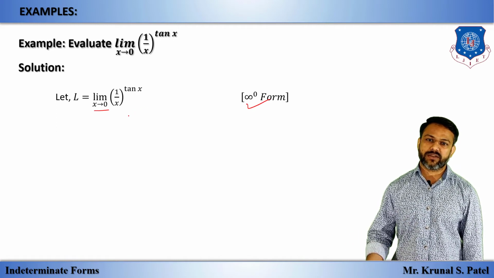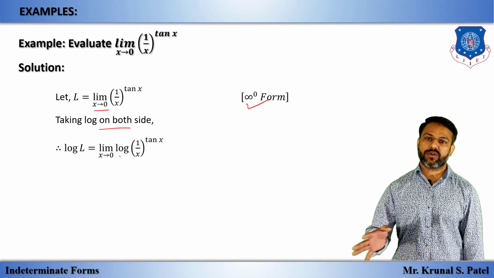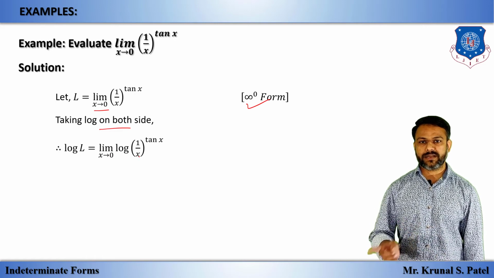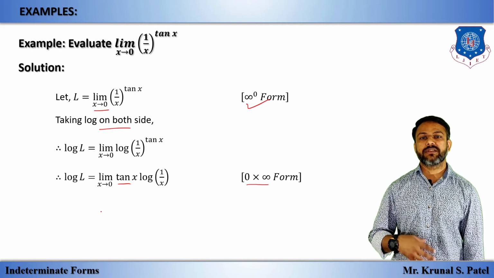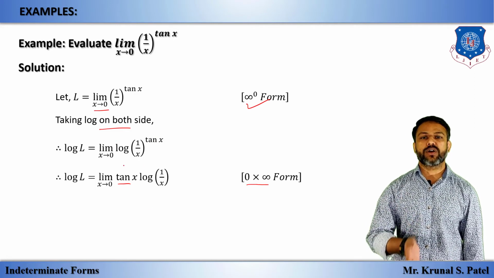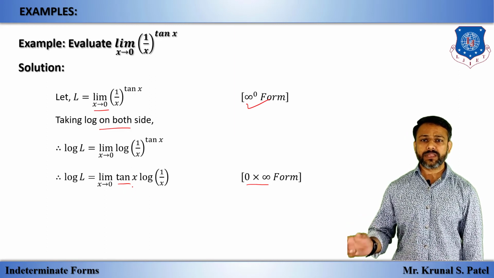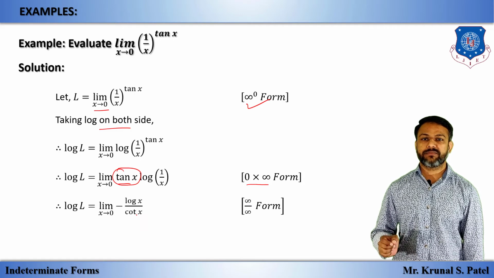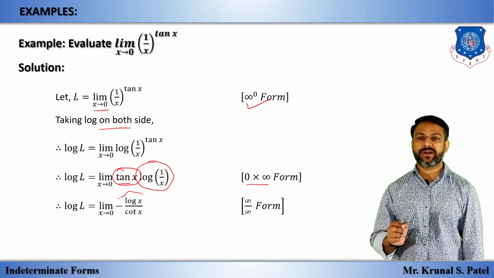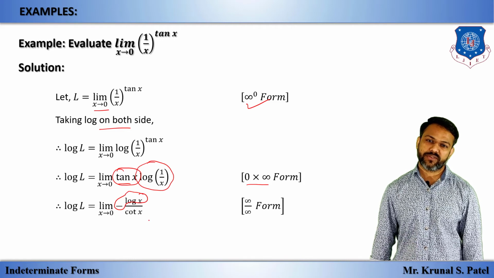After getting the form, just take logarithm on both sides. You can see that we just directly take log inside. By the rule of logarithm, tan comes forward. We have 0 into infinity form. If we get 0 into infinity form, then we will convert this to either 0 by 0 or infinity by infinity by taking any of these two to the denominator. So we will take tan x to the denominator. So tan x becomes cot x, and we know that log of 1 by x is minus log x. How? Log 1 minus log x, log 1 is 0, so minus log x. So we have this, and this is infinity by infinity form.